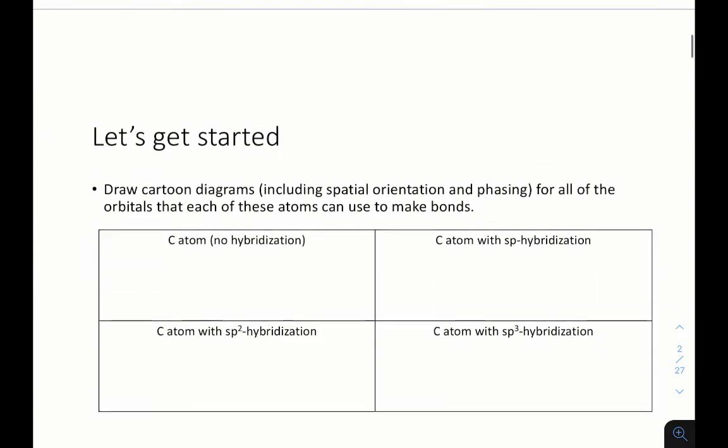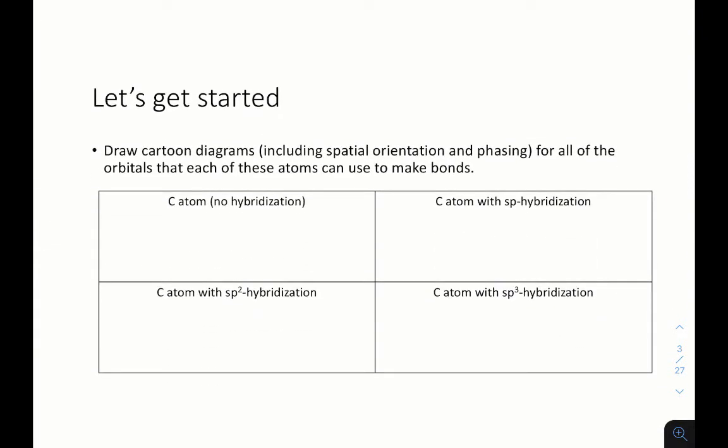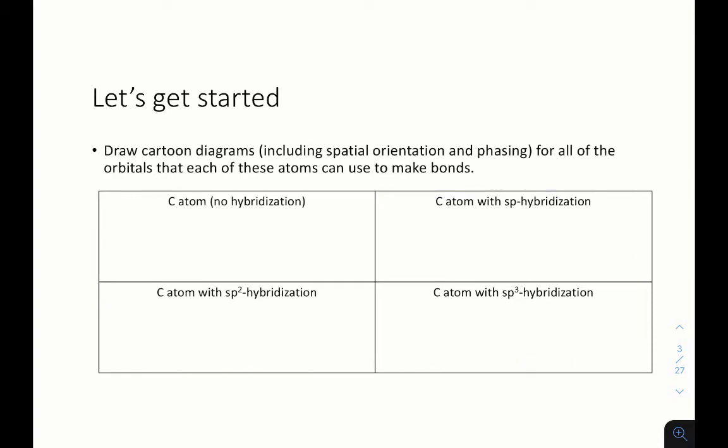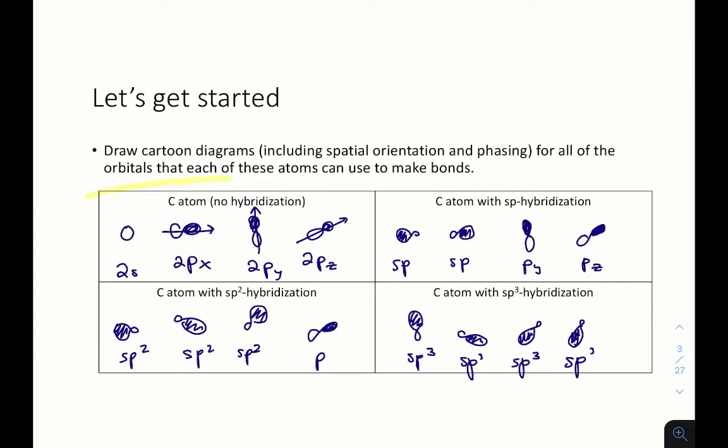Let's get started. We'll begin by drawing cartoon orbital diagrams that show spatial orientation and phasing for all of the orbitals that each of these atoms can use to make bonds. Please pause and try this exercise. A carbon atom with no hybridization has the valence shell orbitals of the 2s and then the 3 degenerate 2p orbitals. Those 2p orbitals differ in which axis they're oriented along.